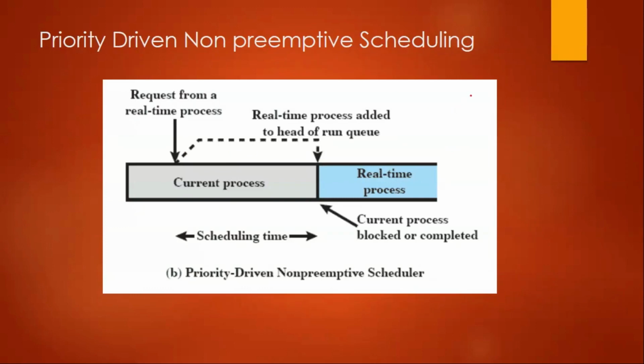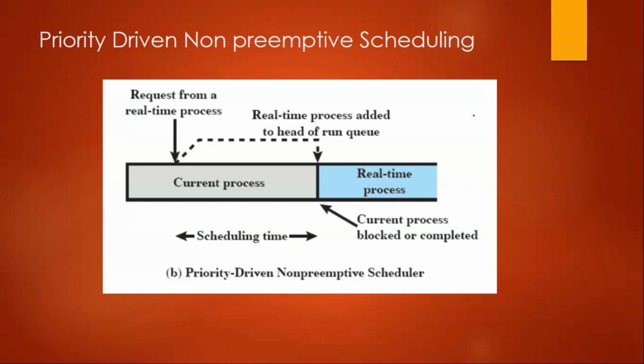Next one, priority-driven non-preemptive scheduling. Priority scheduling is a non-preemptive algorithm and one of the most common scheduling algorithms in batch systems. Each process is assigned a priority. A process with high priority is to be executed first, and so on. Processes with the same priority are executed on a first-come, first-served basis. Priority can be decided based on memory requirements, time requirements, or any other resource requirement.